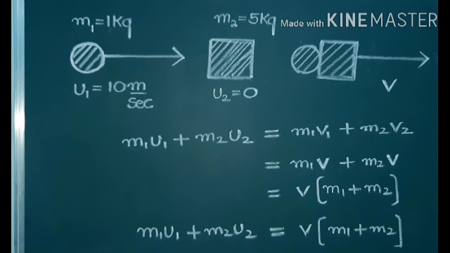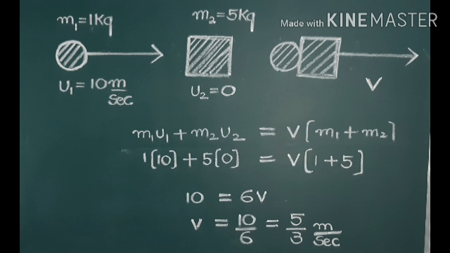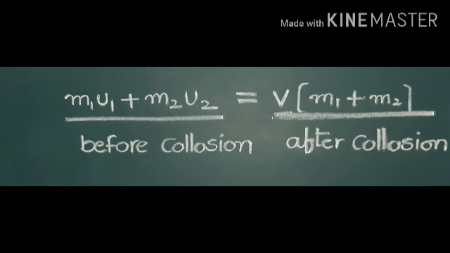Now I am going to substitute the values. Given values: m1 1 kg, u1 10 meter per second, m2 5 kg, u2 0. We are going to calculate the common velocity v after collision. M1 is 1 kg, M2 is 5 kg, total 10 equal to 6V, so V equal to 10 by 6, that equals 5 by 3 meter per second. So in this equation, m1 u1 plus m2 u2 is before collision, equal to v into (m1 plus m2) after collision.